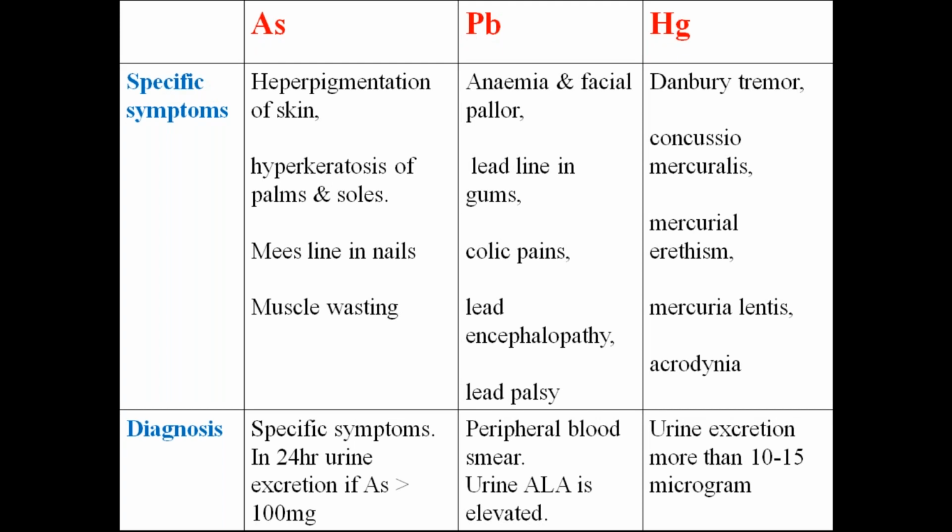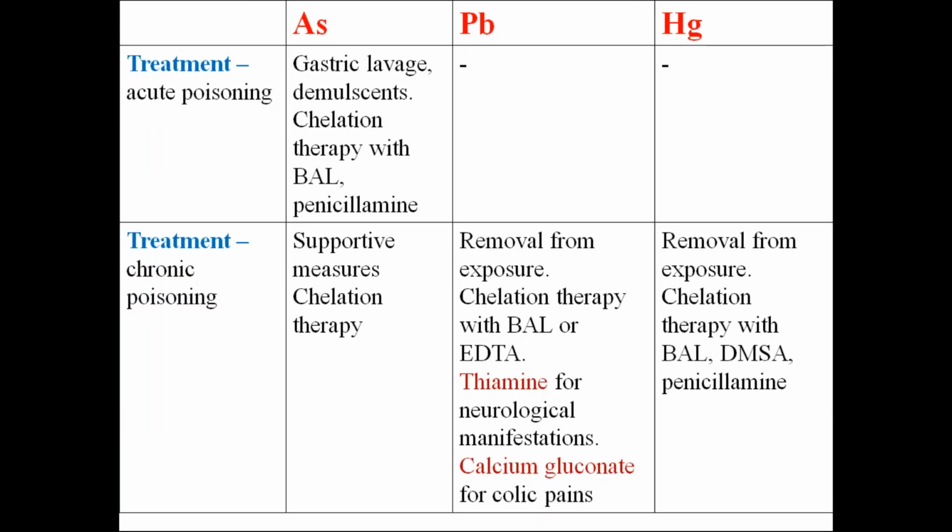So all these enzymes are elevated. In case of mercury poisoning, there is urine excretion more than 10 to 15 micrograms per 100 ml. Then we can diagnose mercury poisoning. Treatment in arsenic poisoning, in acute poisoning, we have gastric lavage, demulcents, chelation therapy with BAL and penicillamine, whereas not much acute poisoning is seen in lead and mercury.